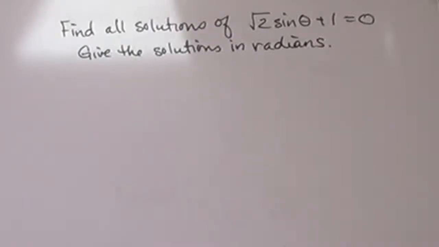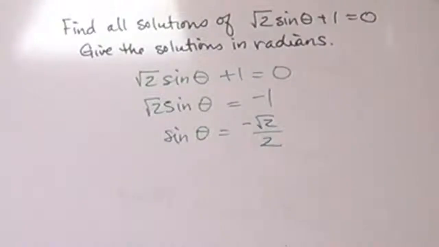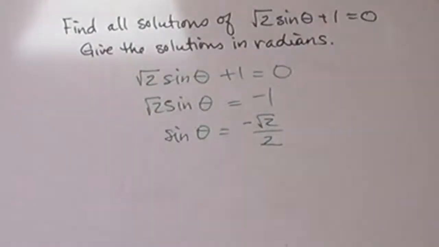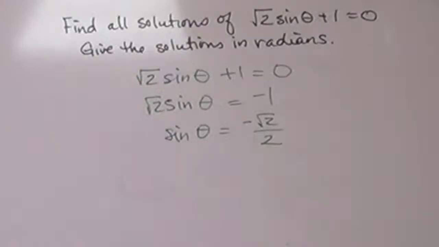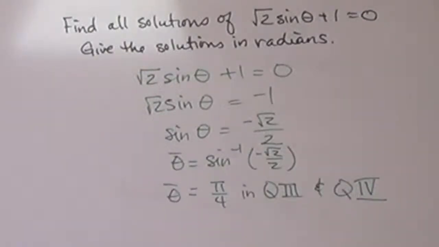So to start this equation, we want to begin by isolating the trig function. So we see that sine of theta is going to equal negative root 2 over 2. Then we're going to take the inverse trig function and find the reference angles. And again, when we're looking at the reference angles, we want all of the quadrants where our sine of theta is going to be a negative value. So here we can see that our reference angle, theta, is going to be pi over 4 in quadrants 3 and 4, since those are the two places our sine is going to be negative.